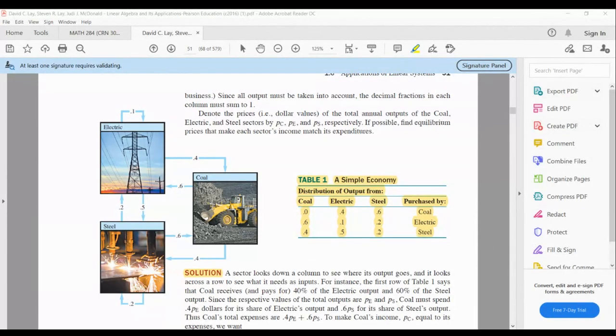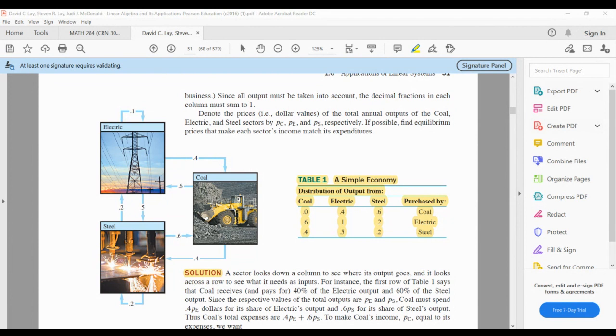To get coal out of the ground, you need steel. You do. You need machines, bulldozers. You see in the picture, thank you, Justin, a bulldozer. And electric could refer to generators and so forth. If you're going to go down under the earth, you need to power up the elevator, you need to power up the lights in the tunnels and so forth.